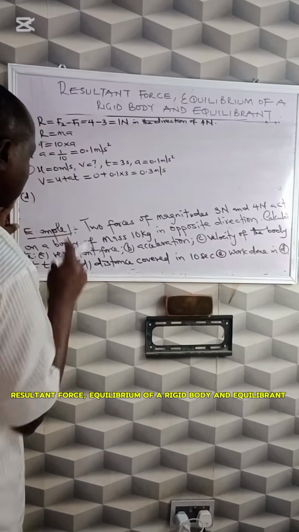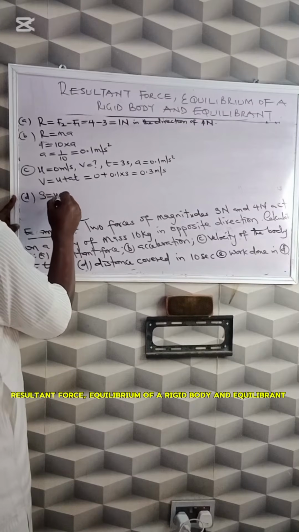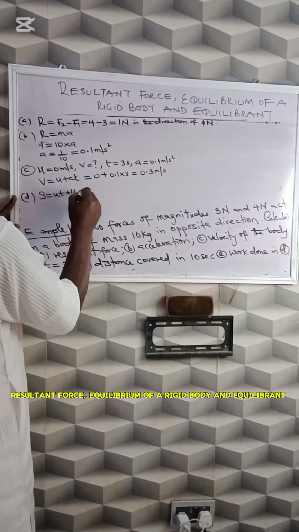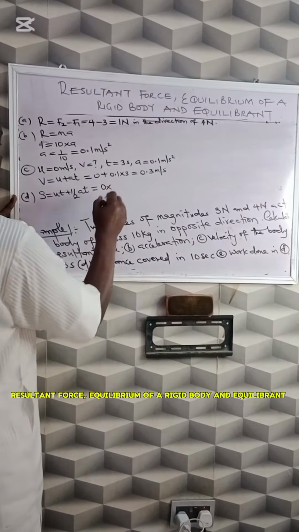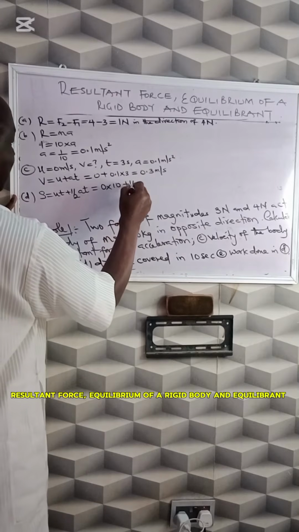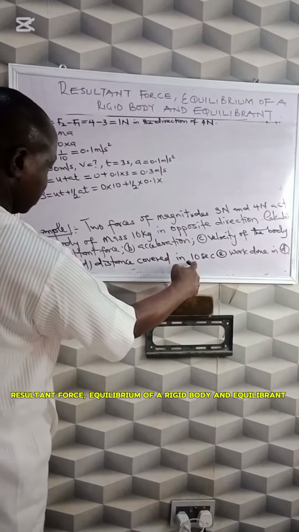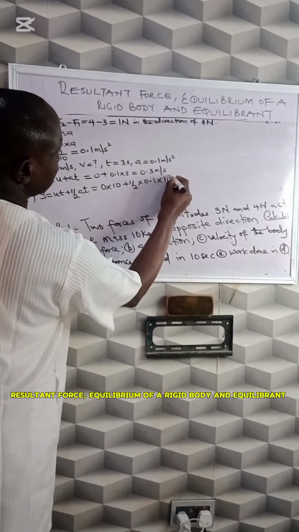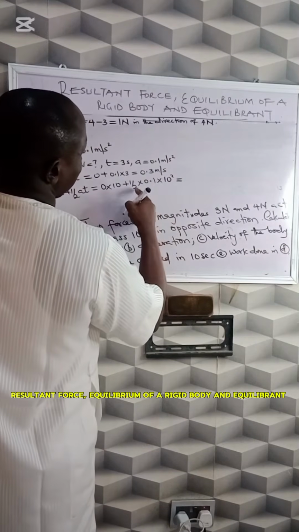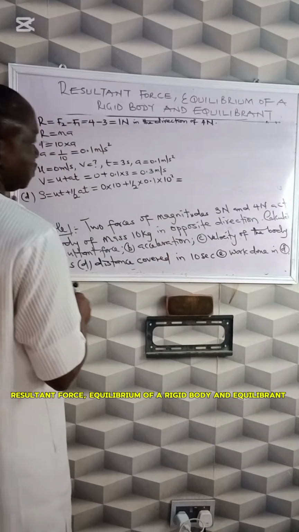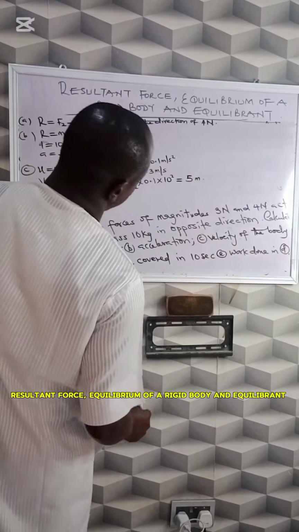D. Distance covered in 10 seconds. s is equal to ut plus half at squared. Initial velocity is 0. Time is given to be 10, plus half a, acceleration is 0.1, times time squared. This time they said in 10 seconds. So this one is 0 gone. This one will be 10, 5. So the answer will be 5 meters.